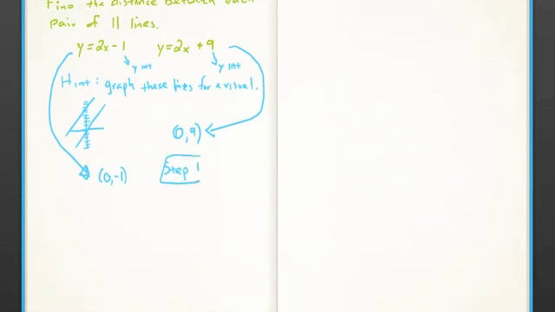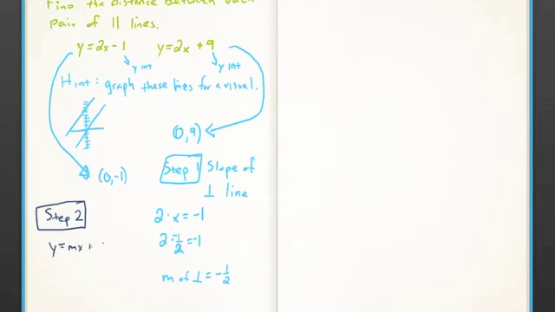Now we're just going to be using (0, -1) for this, but if you use (0, 9), that's fine as well, as long as you're consistent. So the first step is to find the slope of the perpendicular line, so we can write an equation for it. Remember, you take the negative inverse of the slope of the parallel lines, so we get the slope equals -1/2.